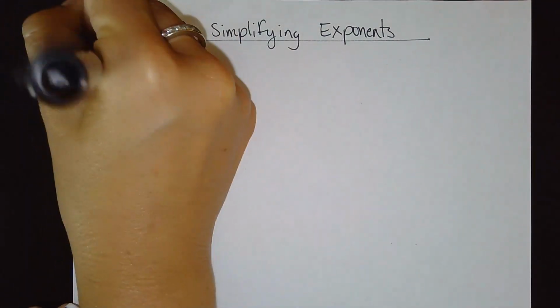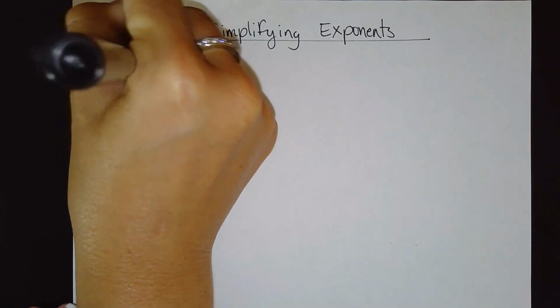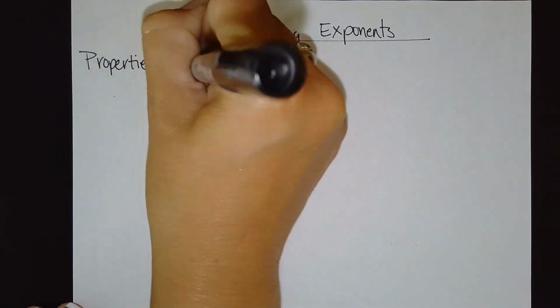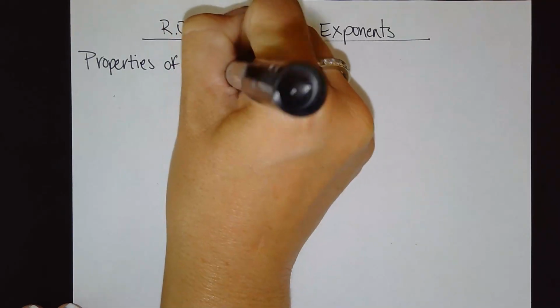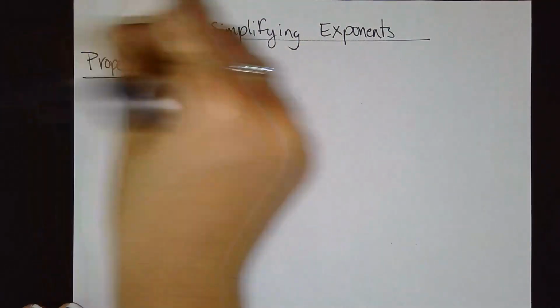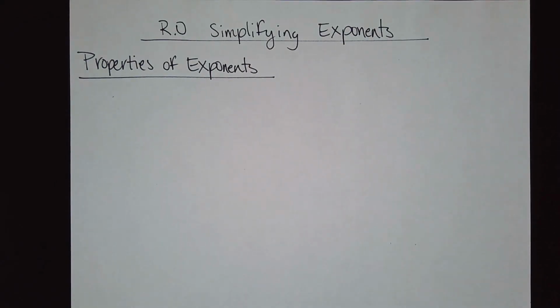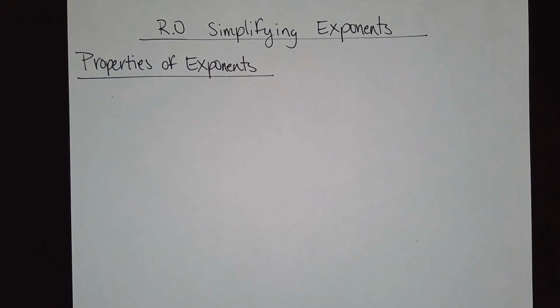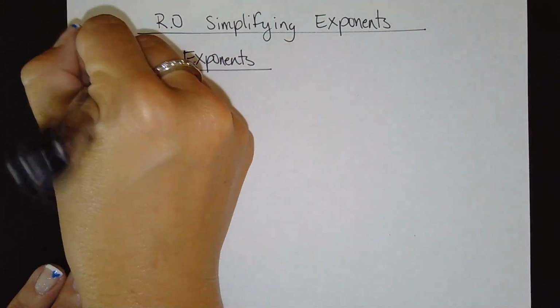All right, so properties of exponents. That's where we're going to begin. Okay, these are rules that you've learned many, many times, right? Going all the way back to like Algebra 1. So the first is the product rule.